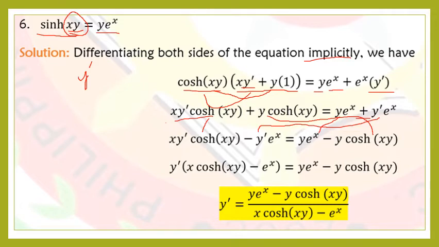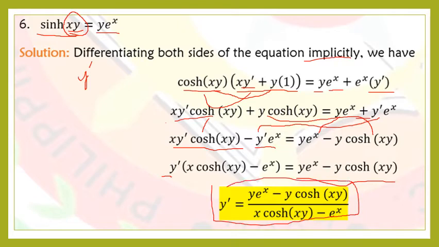After combining like terms, we factor out the common factor. The common factor in the first and second terms is y prime, since that is our goal here. When we factor out y prime, we are left with x cosine h of xy minus e to the power of x. The right side stays as is. Then divide both sides by x cosine h xy minus e to the power of x. So we get y prime equals y e to the power of x minus y cosine h of xy over x cosine h of xy minus e to the power of x.